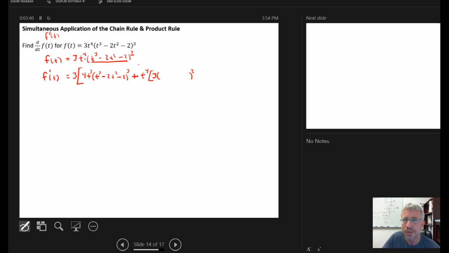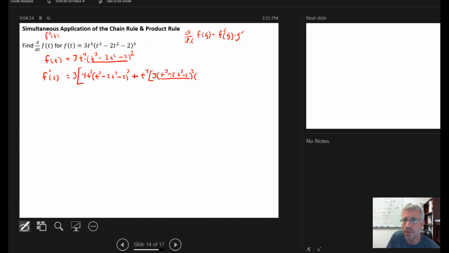And then the chain rule says take the derivative of the outer function at the inner function. So inside of here, we get the t cubed minus 2t squared minus 2. So remember, the chain rule says if you have a composed function, d dx of f of g, you're supposed to do the derivative of the outer function at the inner function, which is what I just did here. The outer function was the cubing function, and then multiply the result by the derivative of the inner function. So now I look at the inner function, and I'm going to multiply by its derivative.